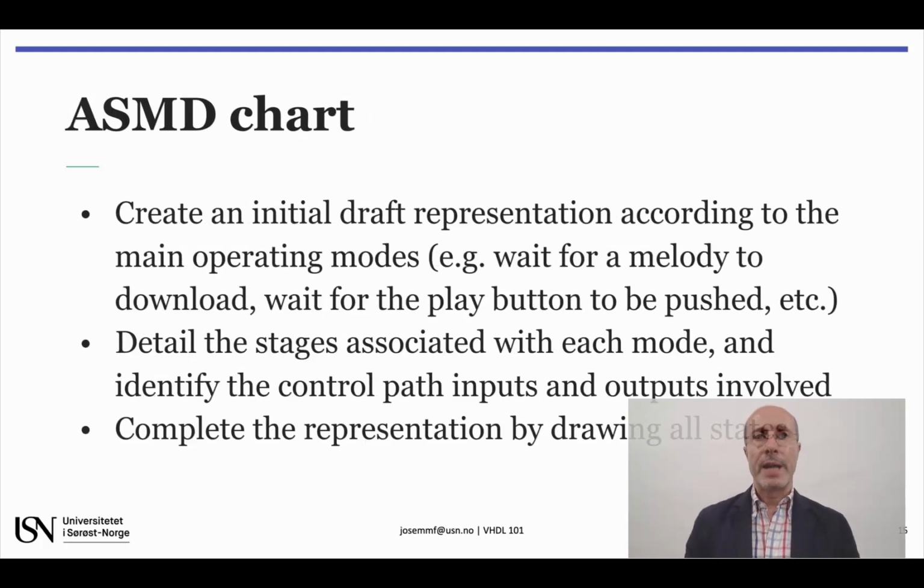Create an initial draft representation by identifying the main operating modes, such as waiting for the arrival of ASCII codes, their storage in memory, waiting for the play button to be pressed, and so on. You will progress by refining your representation as you bring in more and more details, and in the end, all the control path inputs and outputs shall be represented in your ASM block elements.